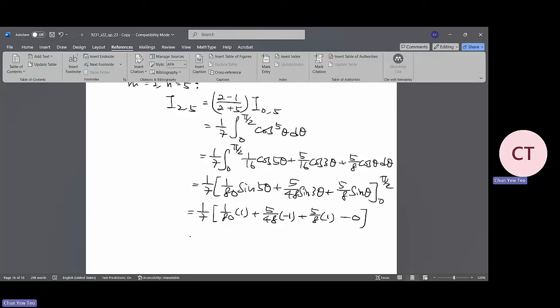And for the rest, just get help from the calculator. Press the calculator, and your answer will be 8 over 105. Done. This will be the answer for question number 8, and this will be the last question for this paper.